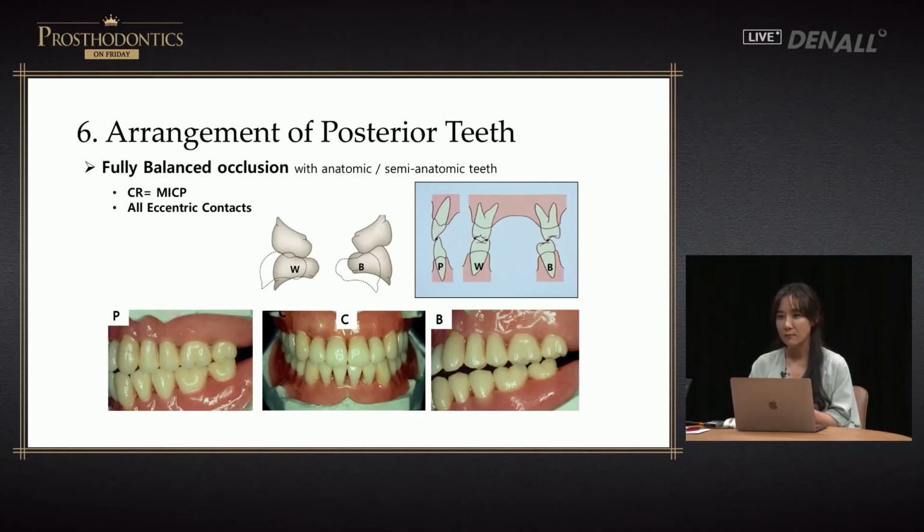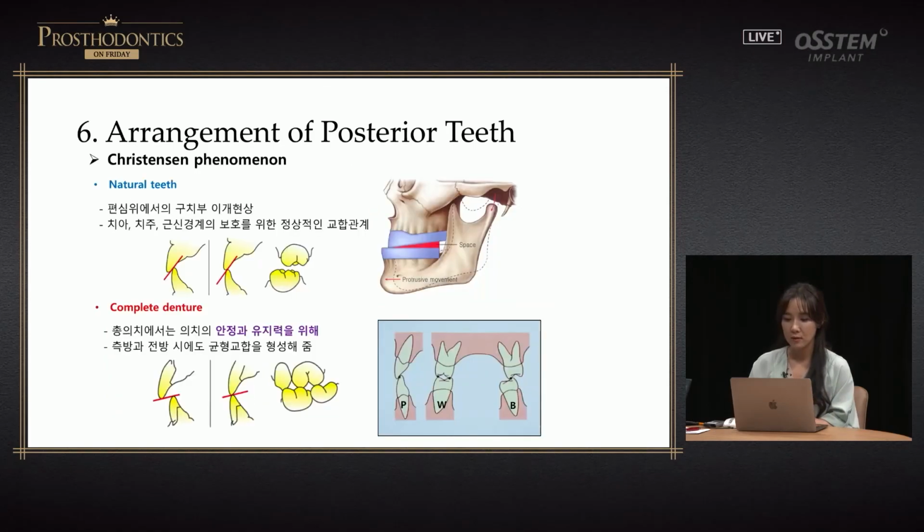Sometimes we cannot achieve the fully balanced occlusion in the anterior region because of aesthetic or speech problems, as we cannot make the angle too shallow. Then we can use the bilateral balanced occlusion. So Christensen phenomenon is very important when teeth cannot come in contact in eccentric position. This occlusion can occur in the posterior.